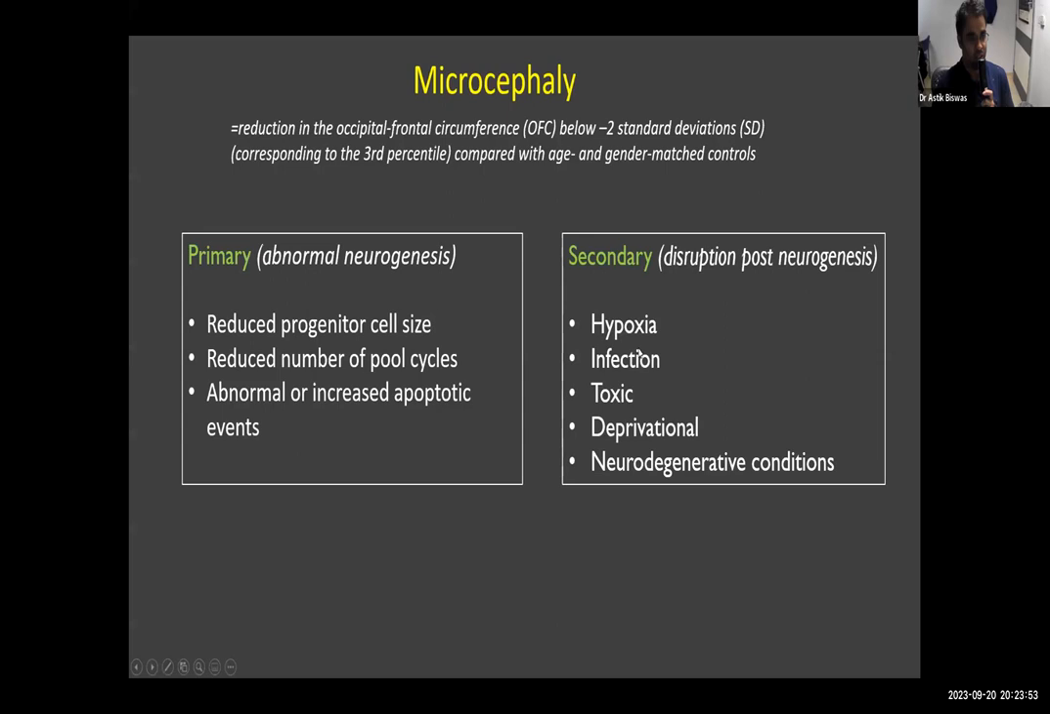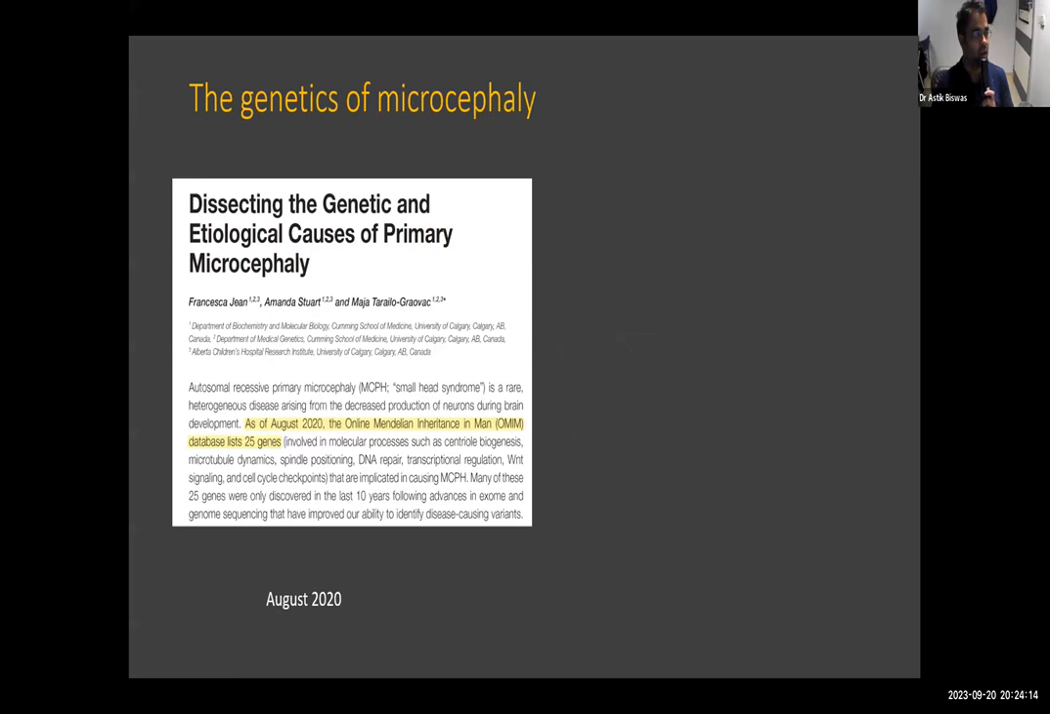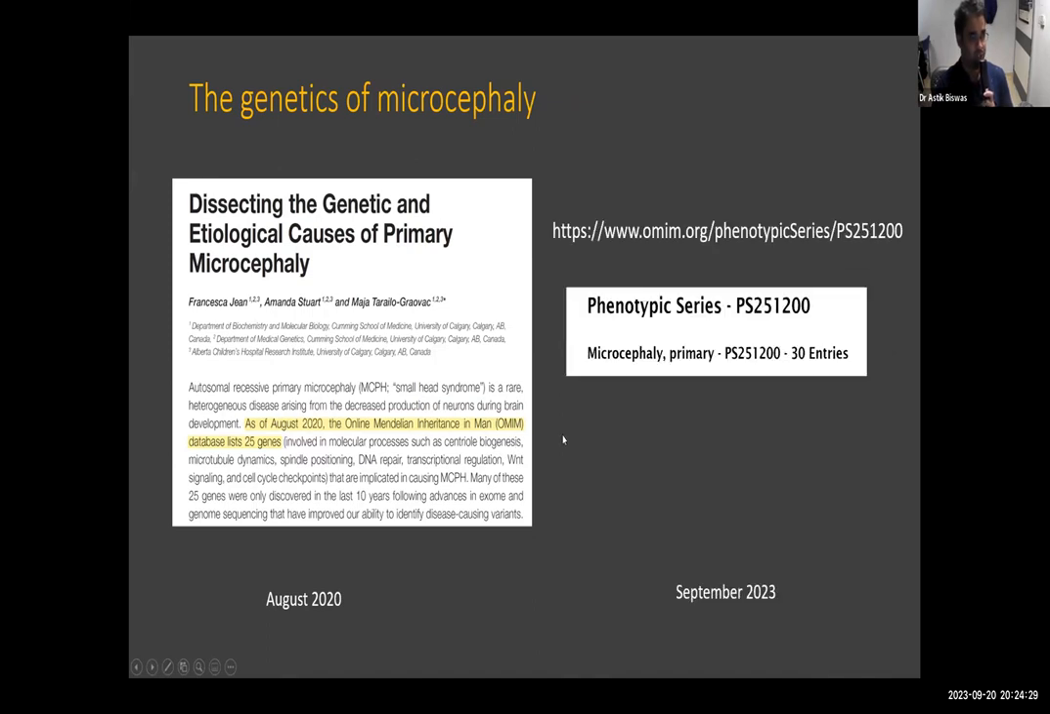So again, hypoxia, infection, toxic or deprivational causes. And then again, there are neurodegenerative conditions that can be genetically driven that can cause secondary neuronal loss and microcephaly. So in both primary and secondary, there can be acquired and genetic causes. Genetics, as we all know, is ever expanding, and it is difficult to keep up. In 2020, OMIM listed 25 genes related to primary microcephaly, and when I searched a few days back, it currently has 30 entries.